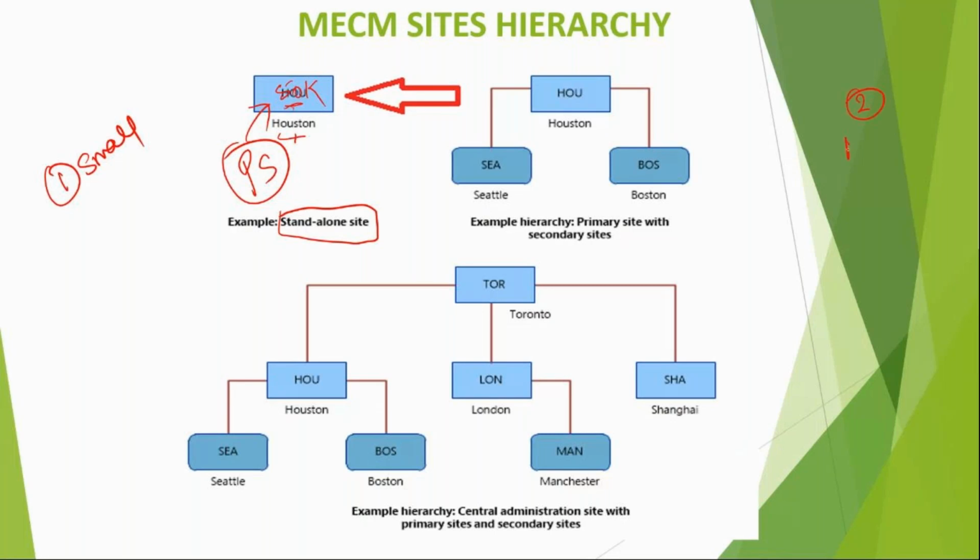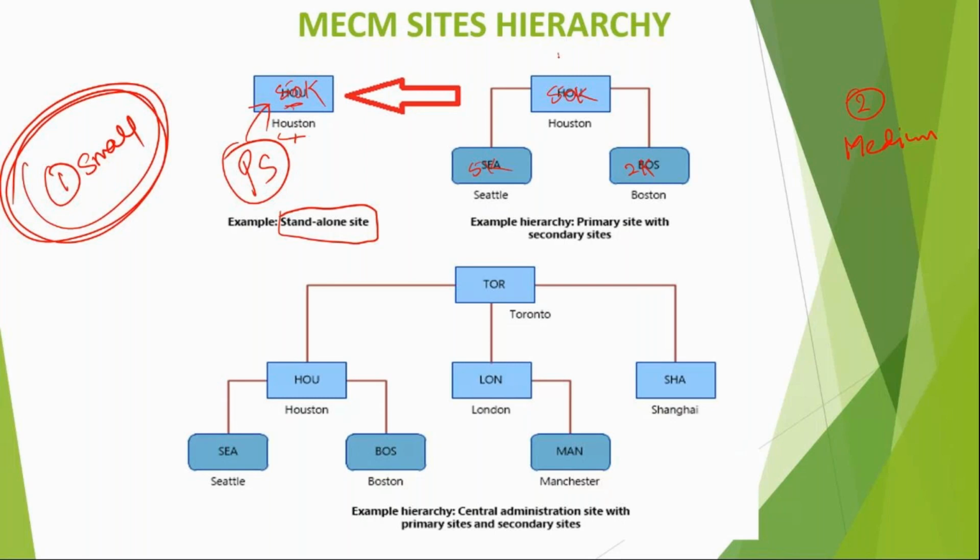Now suppose you have a medium size organization. Medium size means you have headquarters and branch office. In a small size one, we don't have any branch office, only one location. But in medium size, you have branch office and headquarters. So let's say 50,000 devices are there in Houston and 5,000 devices in Seattle in one of the branch offices, and let's say 2,000 devices in Boston.